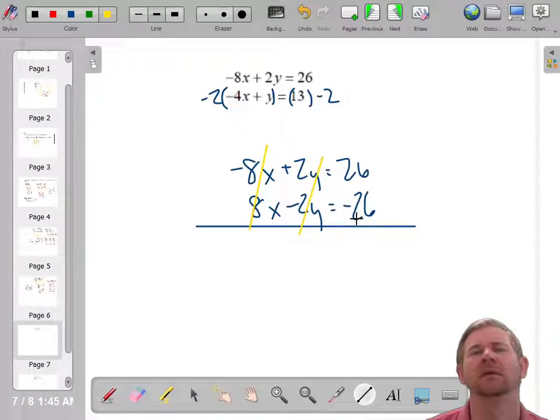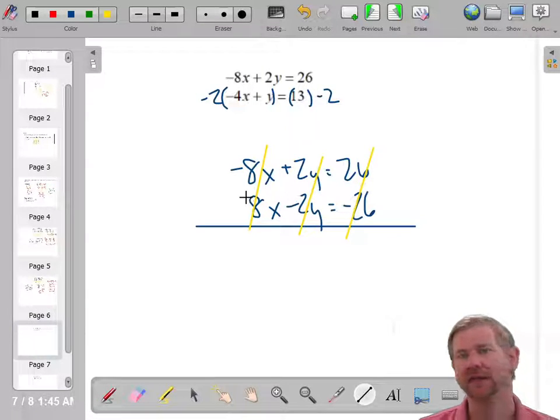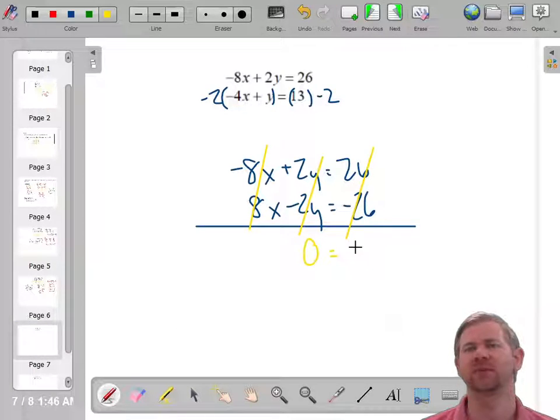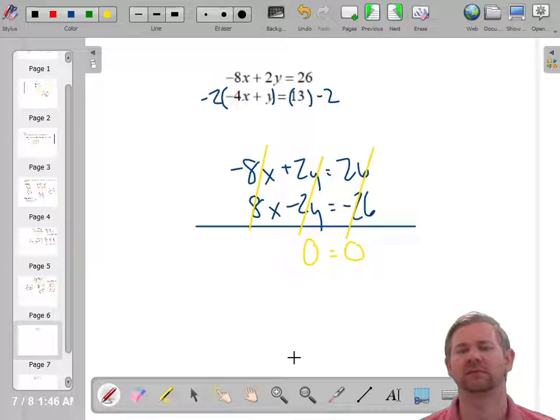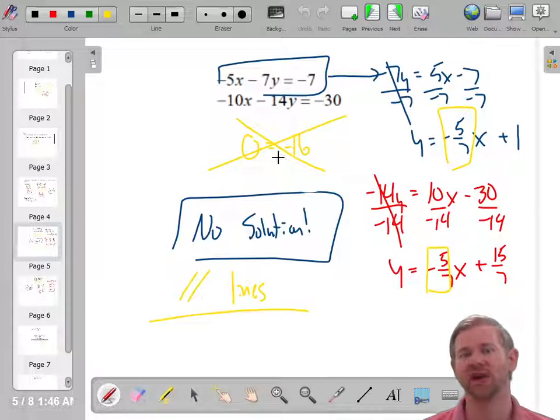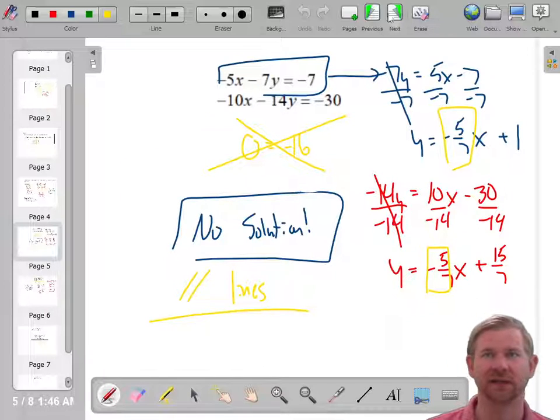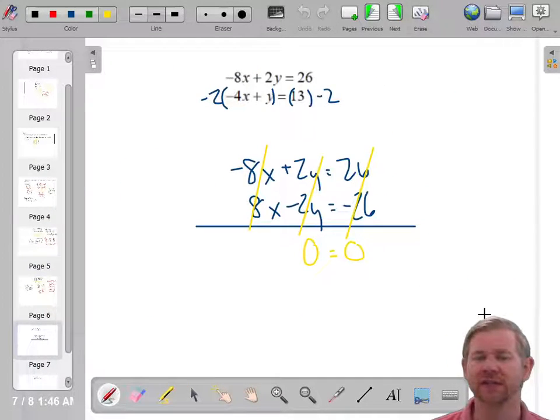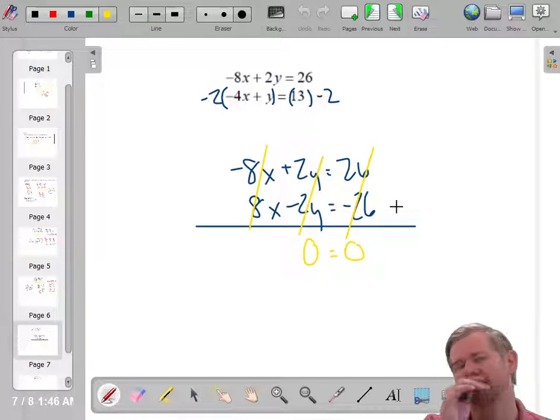When you add them together, negative 8 and 8 make 0. 2 and negative 2 make 0, so on the left side you have 0, and 26 and negative 26, you get 0. Now, we talked about this weird one where we got a false statement. 0 doesn't equal negative 16. But here, 0 does equal 0. That is a true statement. So what's going on here?